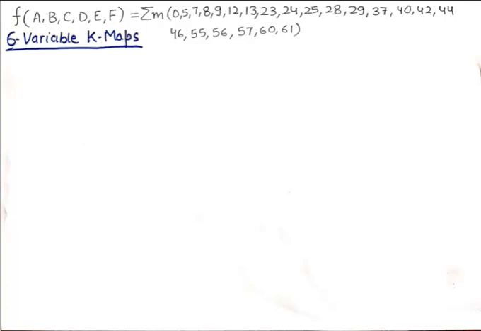We'll talk about six variable K maps today. A six variable K map is going to solve a digital circuit with six input variables. A typical question would look something like this. We have a function that depends upon A, B, C, D, E, F, six variables, and the minterms are given like this. The range of the minterms will be from 0 to 63. So I have quite a few minterms here ranging from 0 to 63.